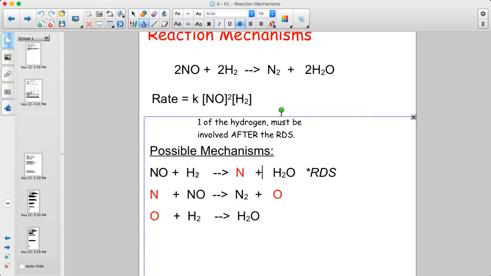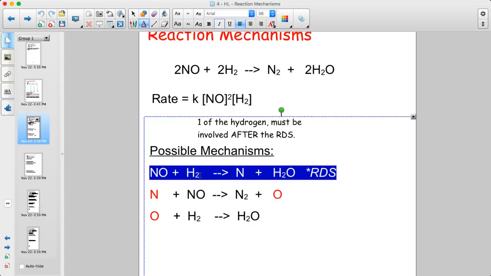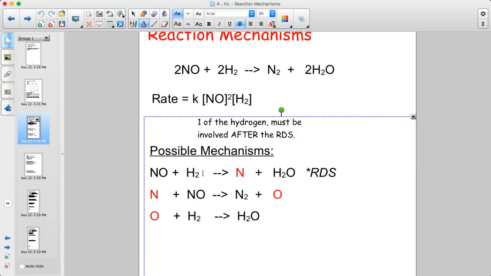Okay, let me get here. Yeah, there we go. Okay, so here's the first step. This is really all that affects the rate. Anything after the rate determining step has no impact on the rate. And if we think about affecting a rate, we really just care about the things involved, the reactants, right?